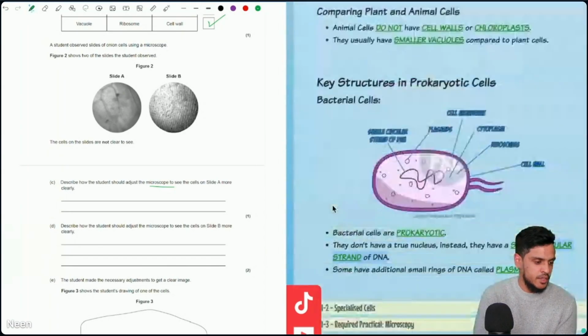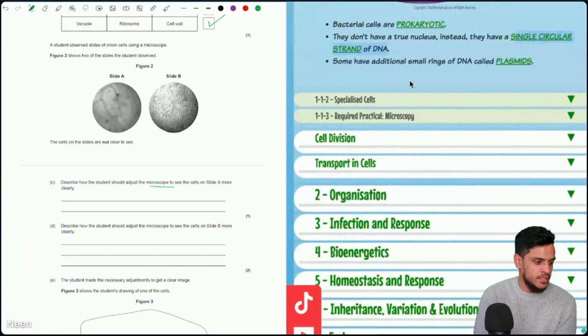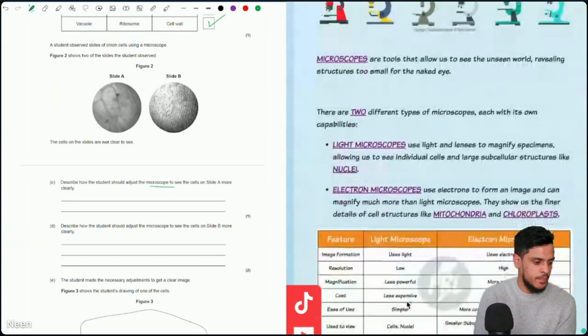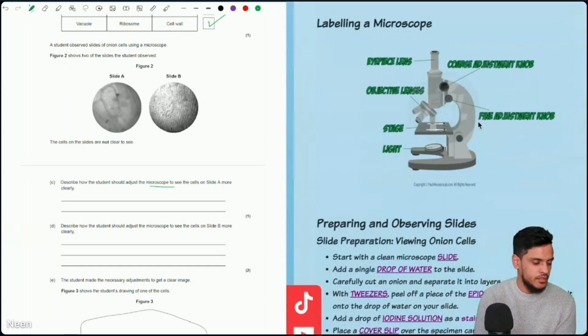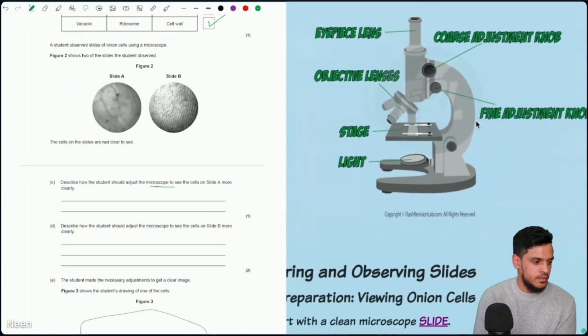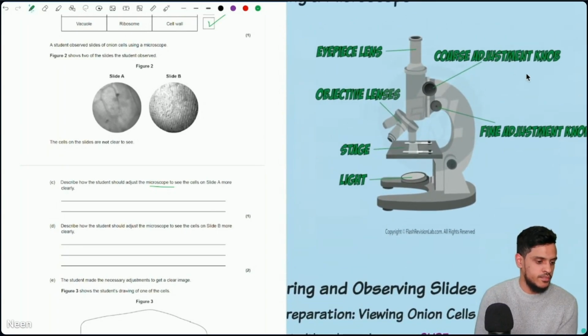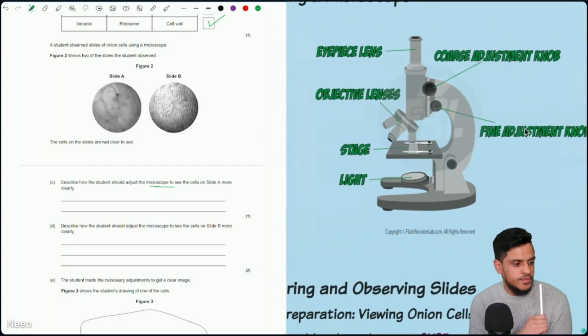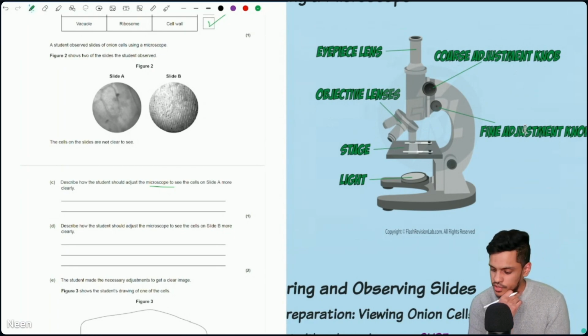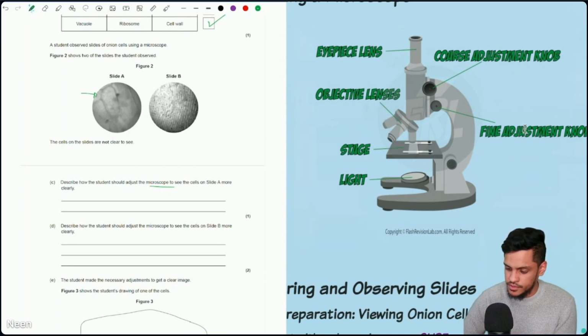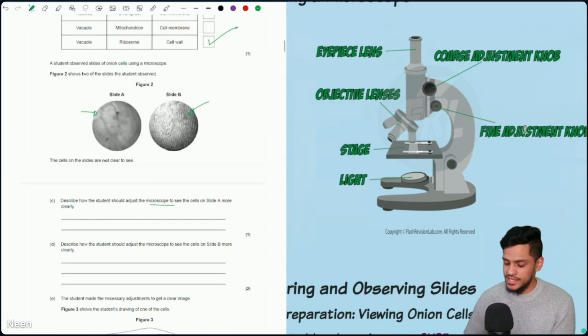Okay, so what we can do, go on the website. Let's go on microscopes. Let's look at the parts of a microscope here. All right, so we've got eyepiece, we've got the adjustment knobs, fine adjustment knobs, and coarse adjustment knobs. So what you want to do is you need to try and focus. So you can see here it's out of focus. In slide B, it's in focus.